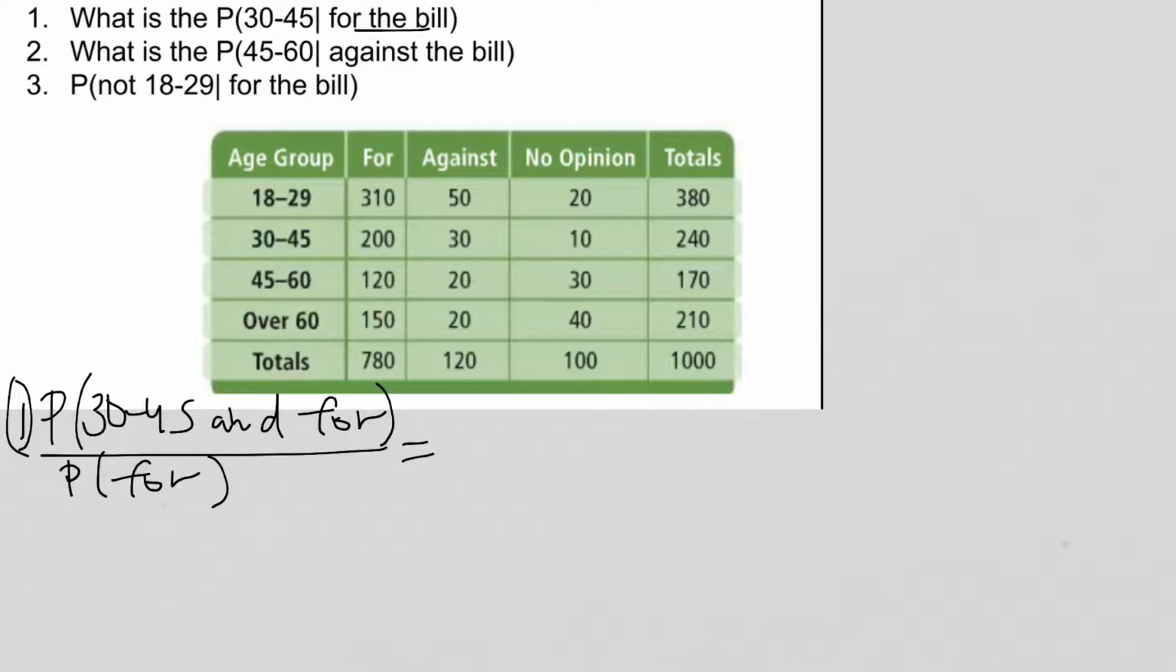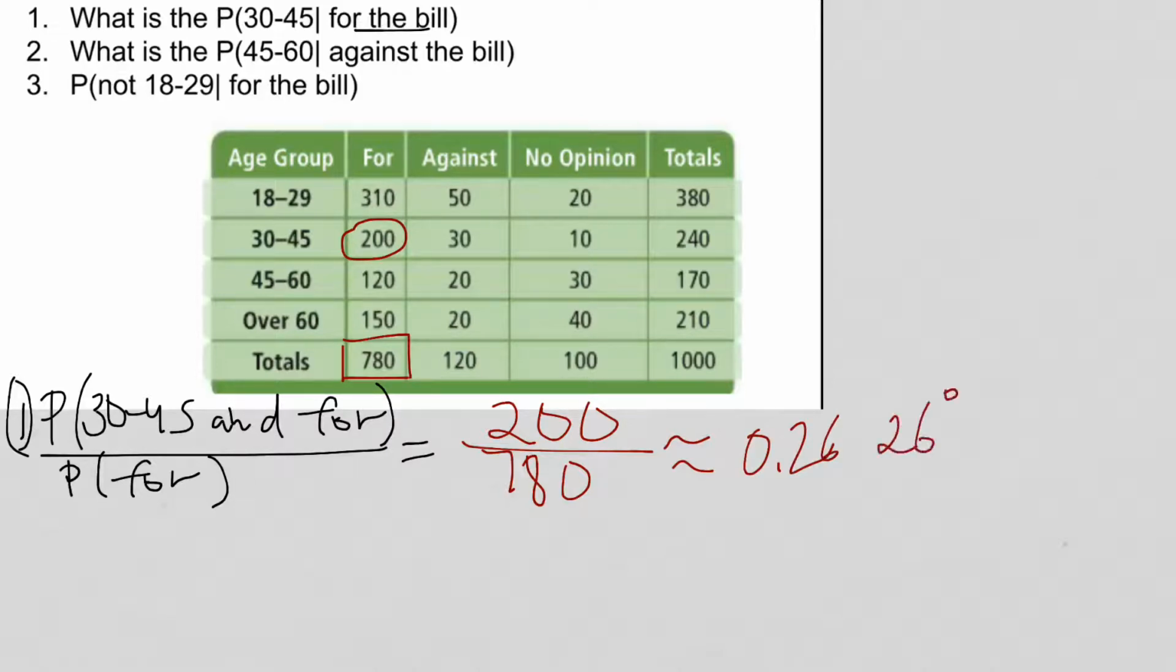All right, so let's take a look at our table. How many are 30 to 45 years old and they are for the bill? That looks like it's right here, 200 people. All divided by how many total were for the bill? Looking at this column, that's 780 people. If I was to go ahead and put that in the calculator, it would be about 0.26, about 26%. All right, now you go ahead and try number 2. Stop the video, come back and see if you got the right answer.